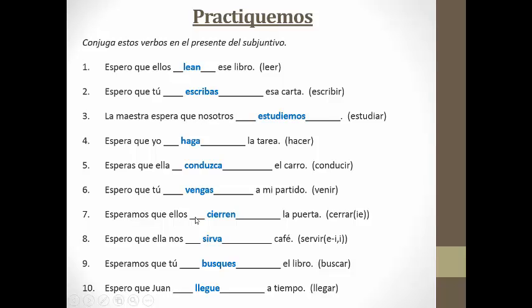7, I hope that they close the door, stem changer: cierren. 8, I hope that she serves us coffee, again stem changer: sirva. 9, we hope that you look for: busques. Did you remember the spelling change to preserve pronunciation? If you wrote C, then you just wrote buses. You don't want buses. Preserve that sound. And number 10, I hope that Juan arrives: llegue. Again, did you make the spelling change? Or did you write yege? You don't want yege.